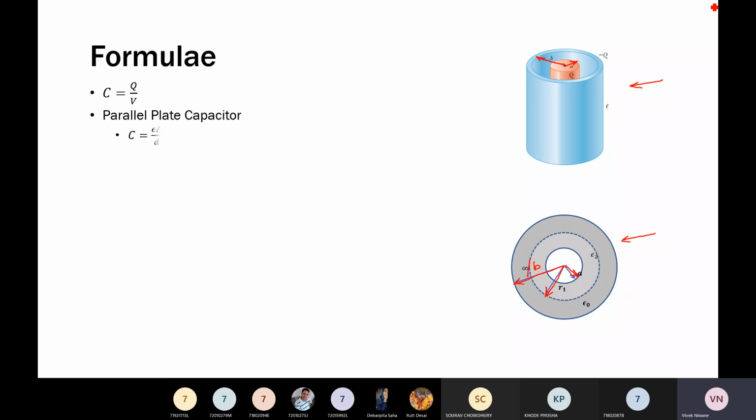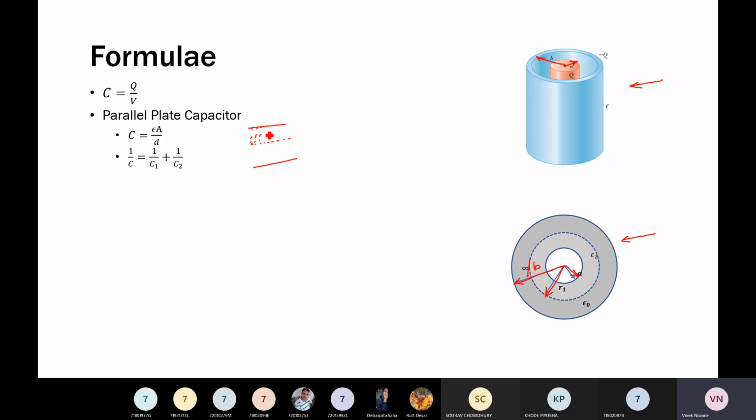Then about parallel plate capacitor, we have C is equal to epsilon A upon D, and if we do have some kind of series structure in parallel plate capacitor, it means we do have two parallel plates. Okay, and we have some difference.